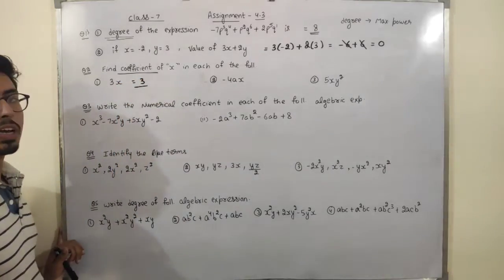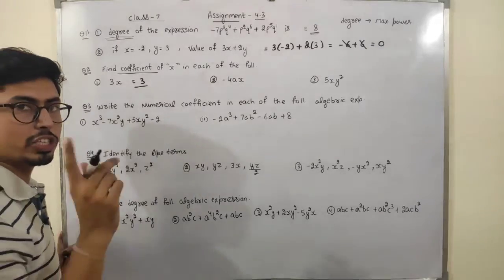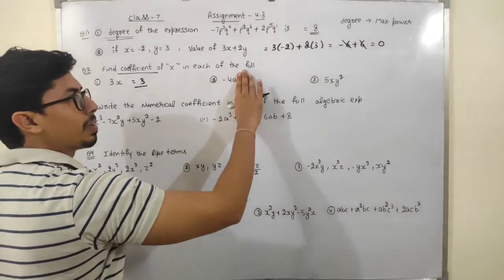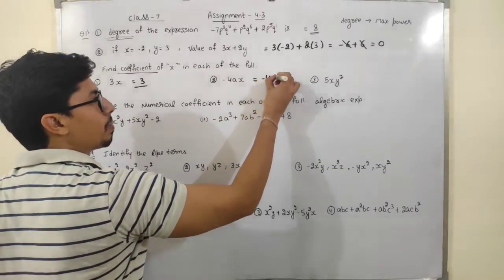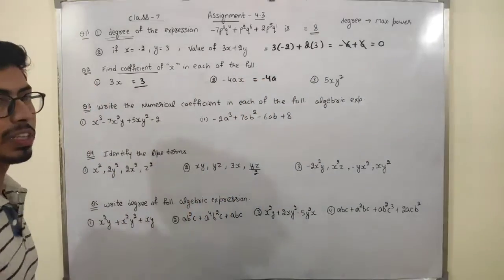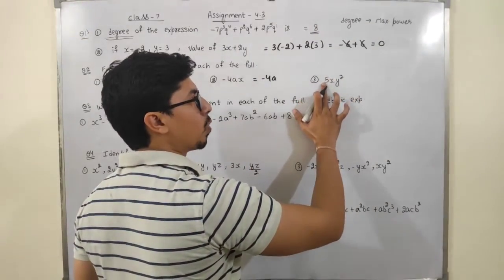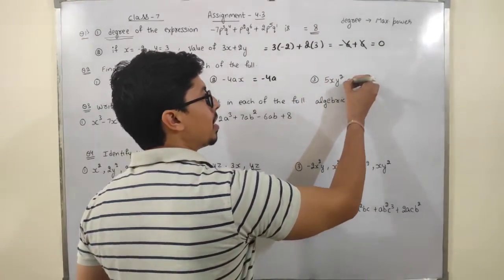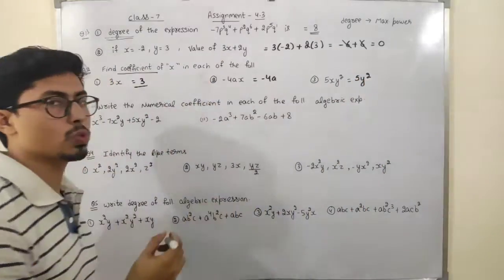Okay. Similarly, the coefficient of x in minus 4ax, just remove x. If I just remove x, the answer is minus 4a. So the coefficient is minus 4a. Similarly, in this also, if I just remove x, so only 5 and y square is remaining. So the coefficient of x is 5y square.